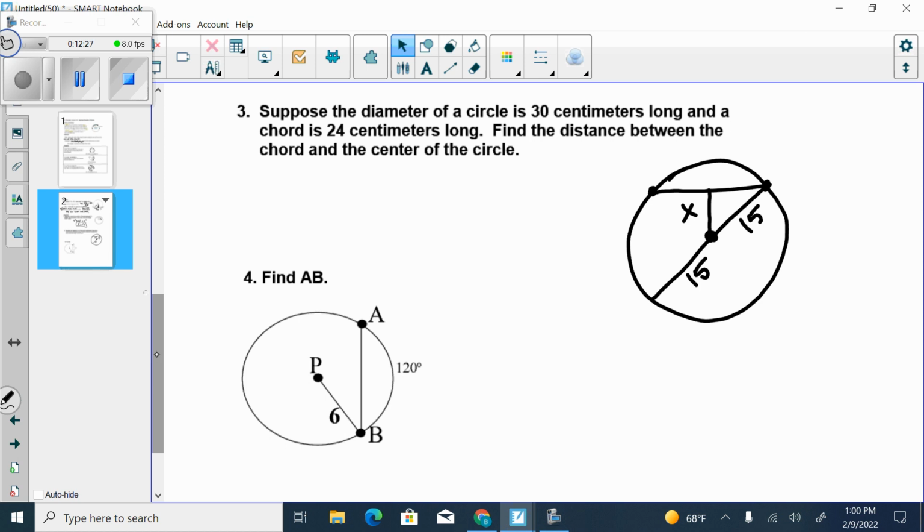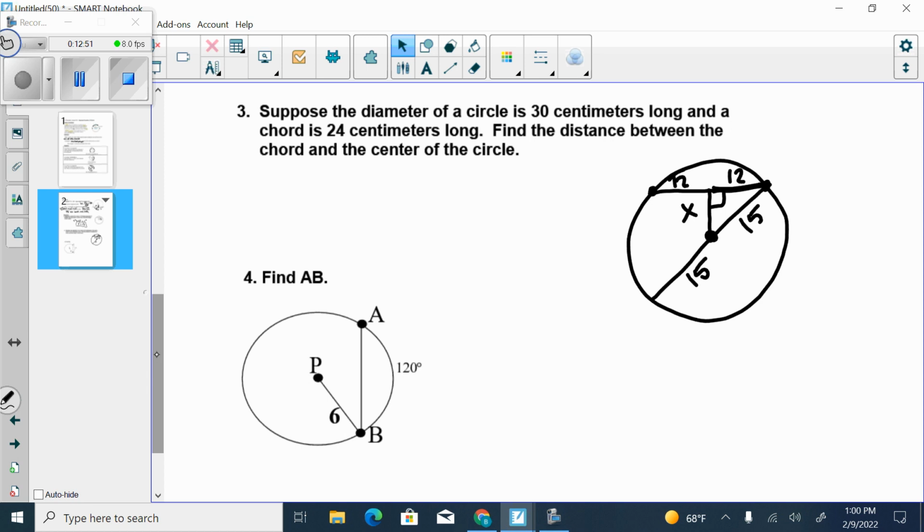So do I know how long this piece right here is? 12, right? Because I drew this line to be perpendicular, and if it's perpendicular, it bisects. So if it's 24 long, this should be 12 and 12. Okay, so I got my 12, I got my 15, I got my x.